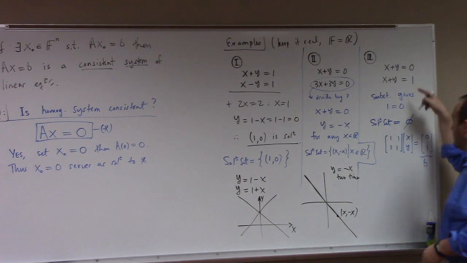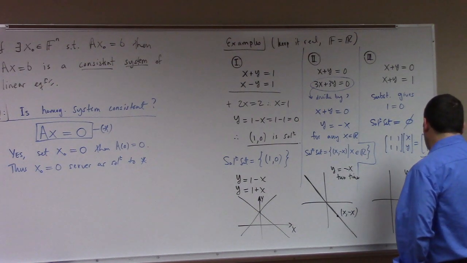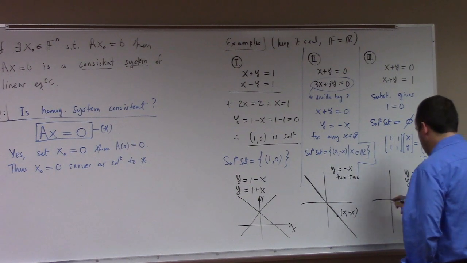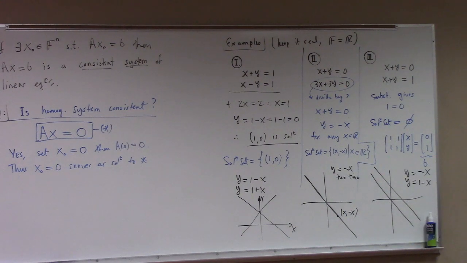Now this one, what's going on here? We're looking at y equals minus x and y equals 1 minus x. So what you're looking at here is parallel lines, both with slope minus 1. They never intersect, right? So there's no common point for both equations being simultaneously solved.